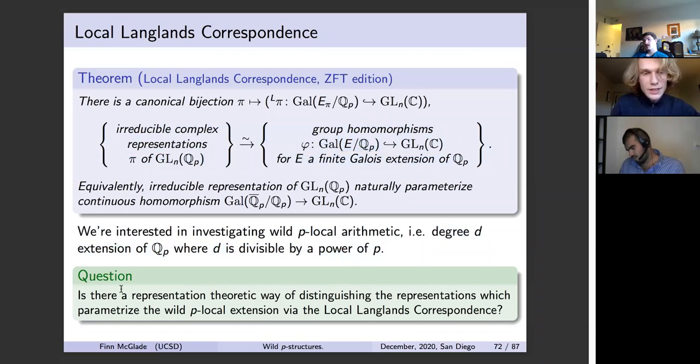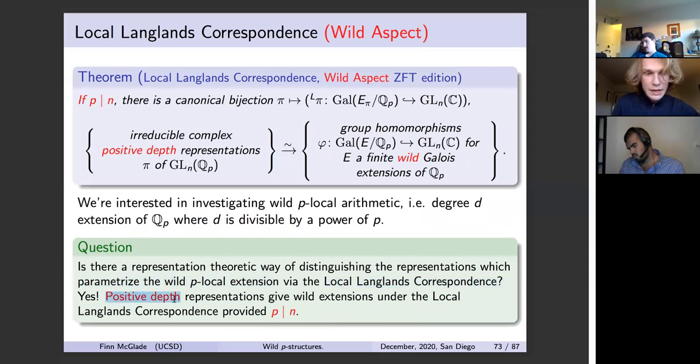So you might ask, is there some way that I can use the representation theory to probe this particular type of arithmetic over Q_p? And it turns out that there is a way. There is a representation theoretic way of distinguishing the representations which will parameterize the wild p-local extensions via the local Langlands correspondence. And the concept to use is something called positive depth.